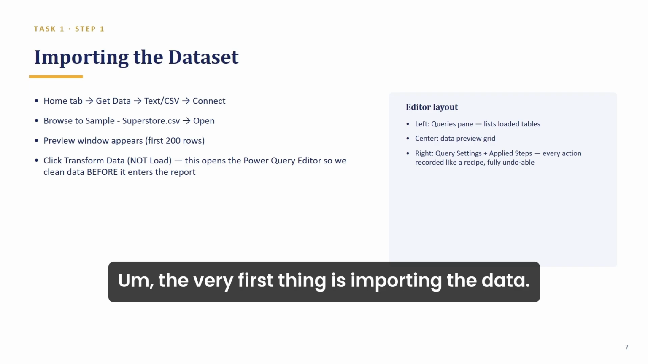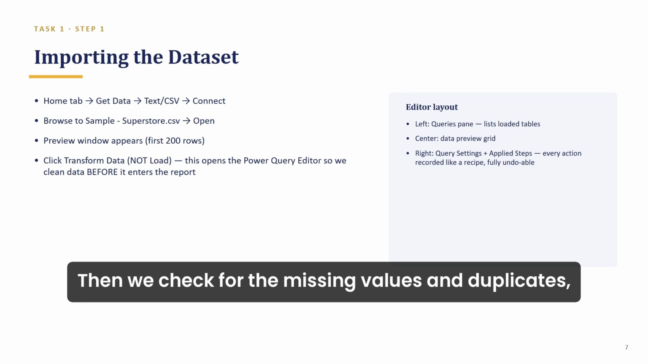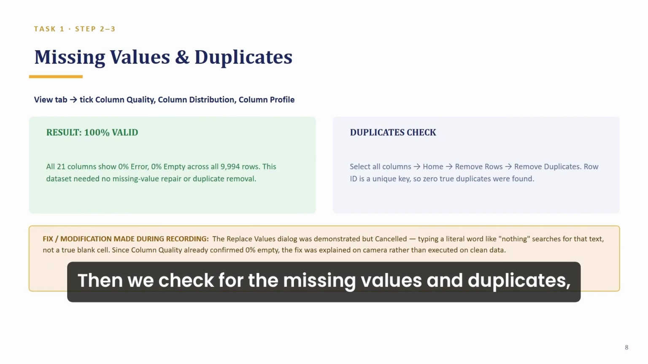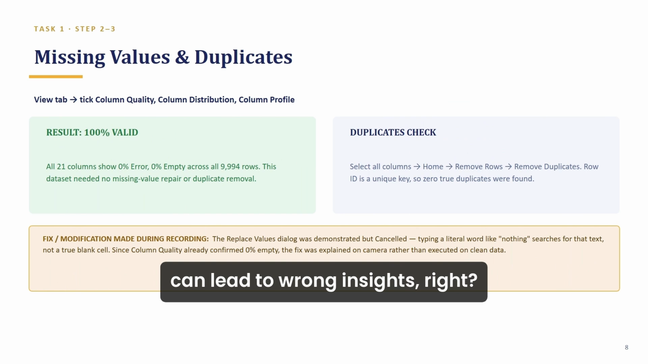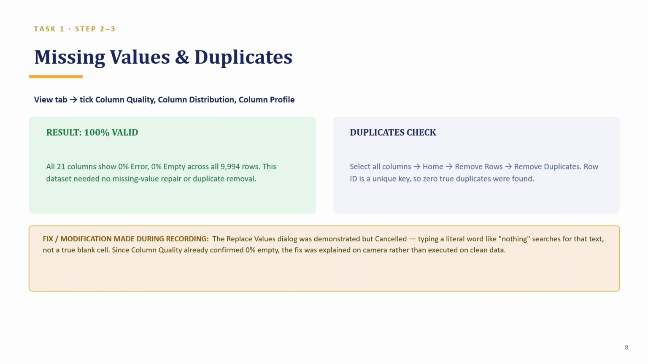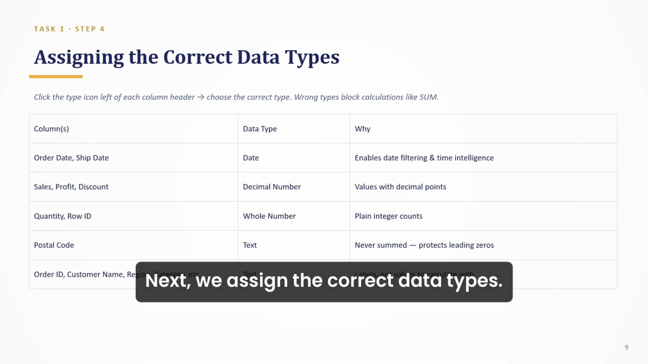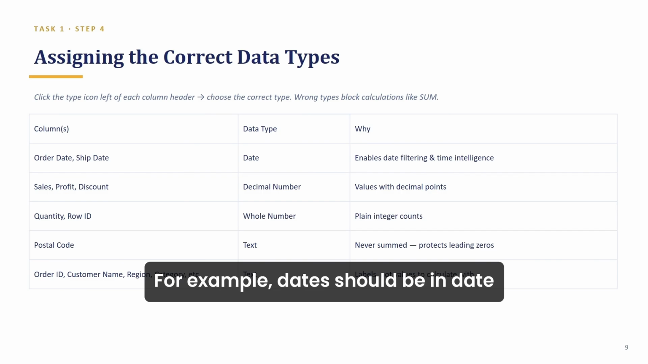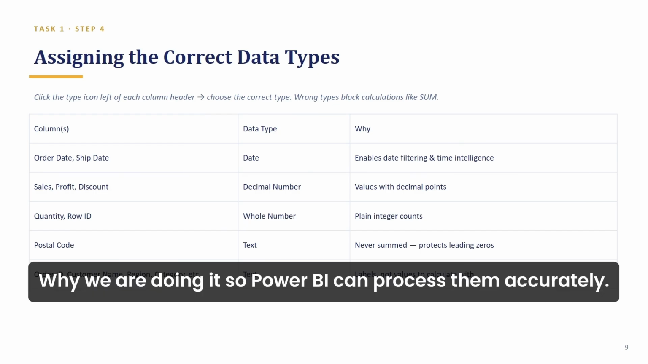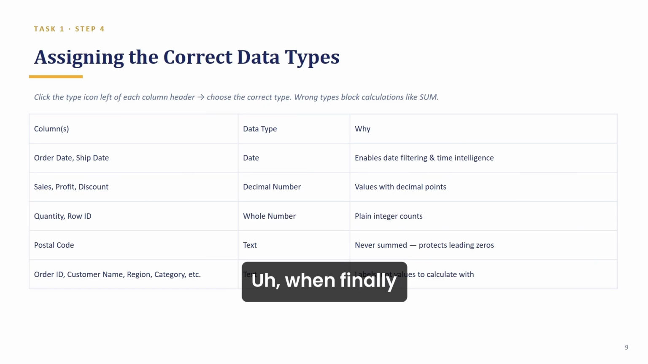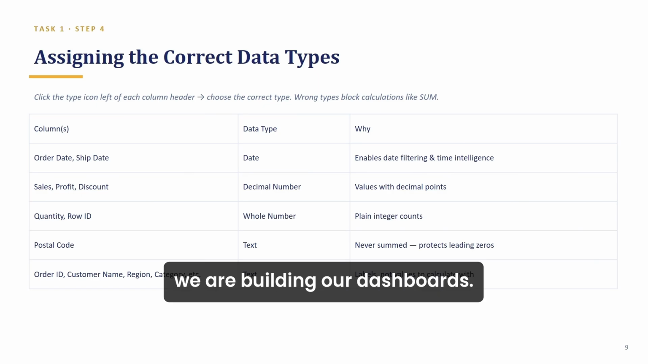The very first thing is importing the data. Then we check for the missing values and duplicates because incorrect or repeated data can lead to wrong insights, right? Next, we assign the correct data types. For example, dates should be in date format, numbers as numeric. Why we are doing it? So Power BI can process them accurately when finally we are building our dashboards.